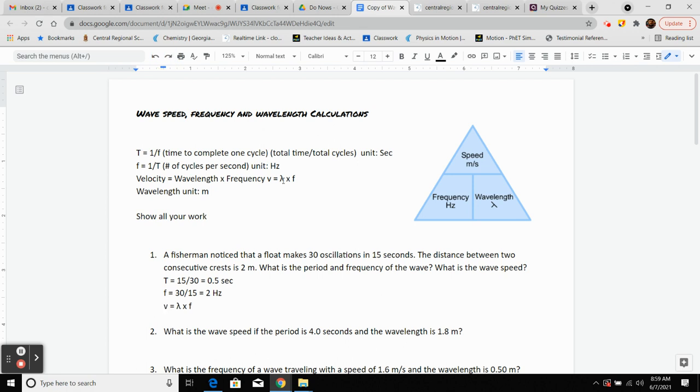So I just copy this equation up top. I copy this equation, I pasted it down here. And so I'm going to have 2 meters as my wavelength times 2 hertz, because that is my frequency. And that is going to give me 4. And what is the unit for our speed? Meters per second.